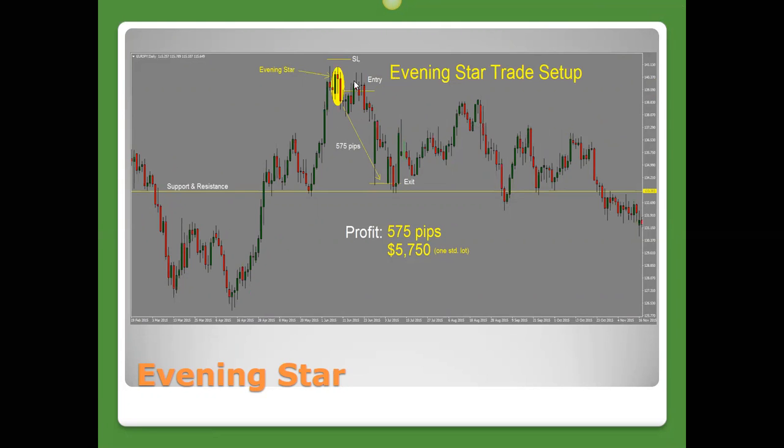So this is our evening star pattern. Again, we have a trend going up, see a pullback, another move to the upside, and then we see this. This is a Euro Yen daily candle. So we see a bearish pin bar, and followed by that, we see this evening star pattern. So we have a bullish candle, a doji in the middle, and then a bearish candle here.